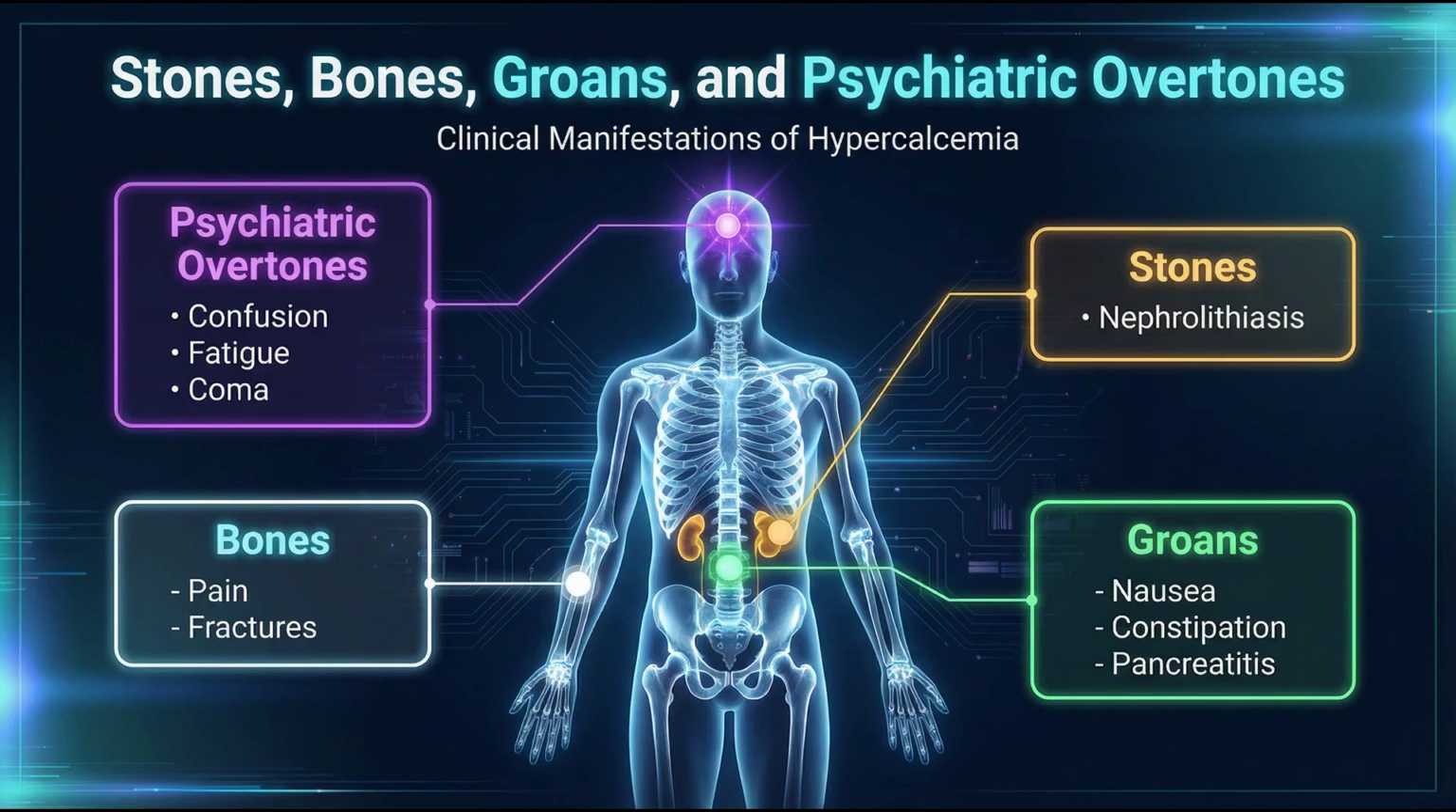Now for the classic mnemonic that you'll never forget: stones, bones, groans, and psychiatric overtones. Stones refers to kidney stones and nephrocalcinosis. Bones refers to bone pain and osteoporosis. Groans encompasses the gastrointestinal symptoms like constipation, nausea, and pancreatitis. And psychiatric overtones includes confusion, depression, and in severe cases, coma. Let's explore each system in detail.